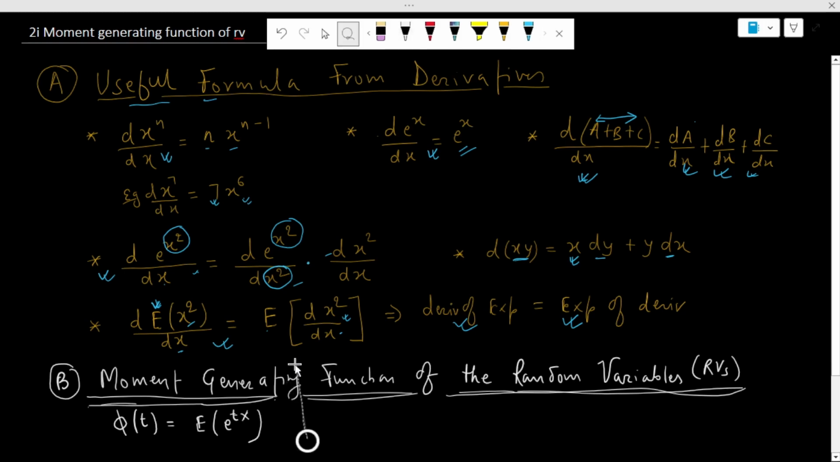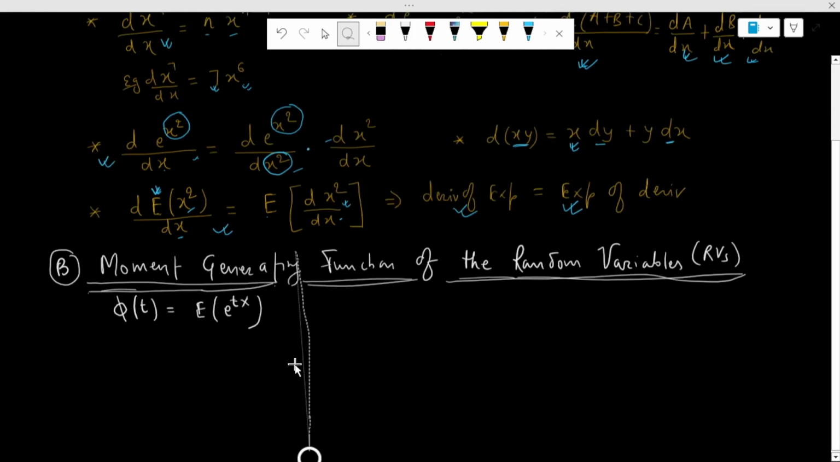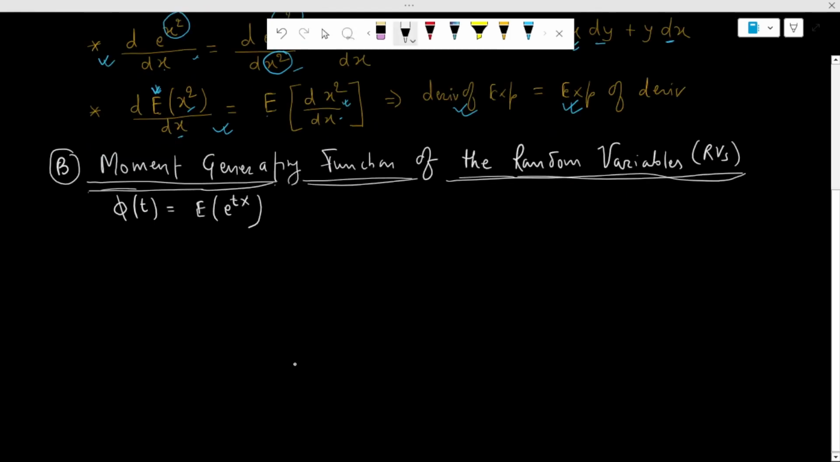Now let us move into today's topic. It is the moment generating function of random variables, and we express it as a function of t that is equal to the expectation of e to the power tx, where x is our random variable. So this is our moment generating function, and this is a function of t where we calculate the expectation of e to the power tx.